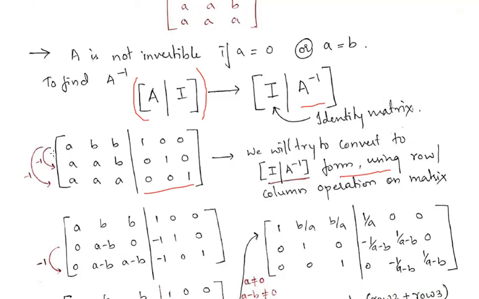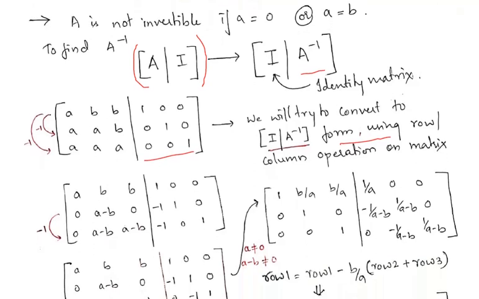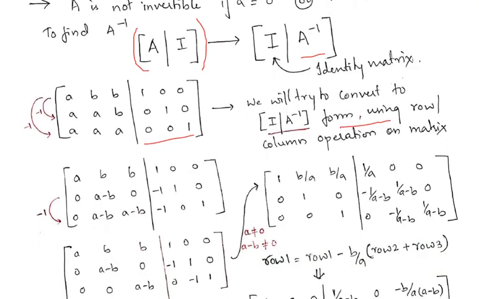So what is the operation? I need to multiply row 1 with -1 and then add to row 2. Okay, similarly I need to multiply row 1 by -1 and then add to row 3, and update rows 2 and 3. Okay, so after updating, what we will get? a b b, 0 a minus b 0, 0 a minus b a minus b.